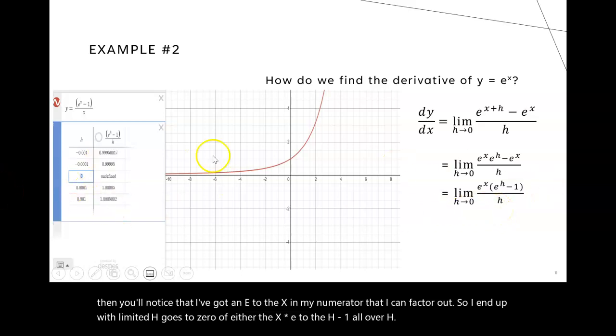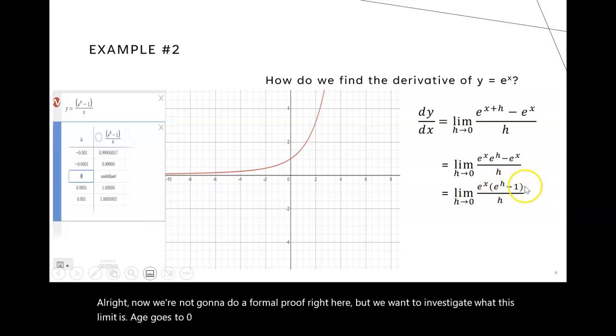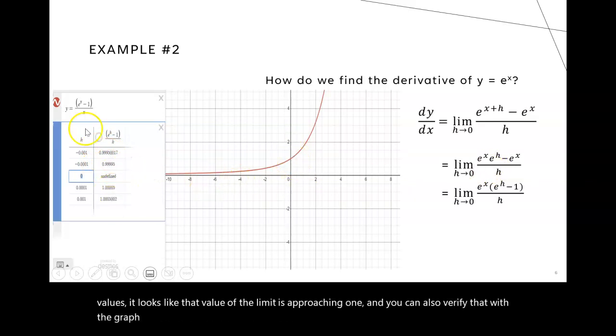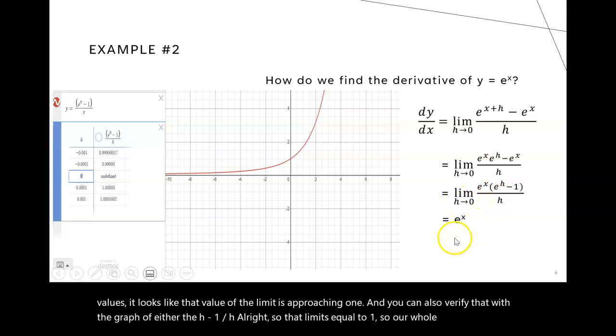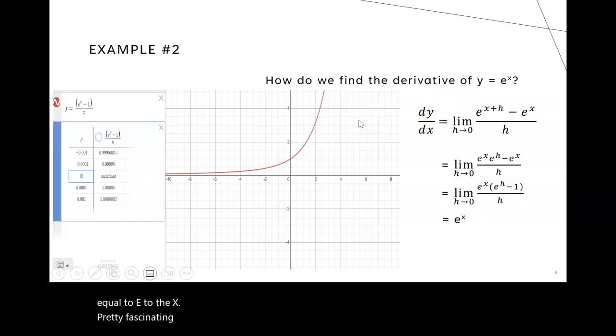All right. Now, we're not going to do a formal proof right here, but we want to investigate what this limit as h goes to 0 of e to the h minus 1 over h is. You can see here with this nice little table of values, it looks like that value of the limit is approaching 1, and you can also verify that with the graph of e to the h minus 1 over h. All right, so that limit's equal to 1, so our whole derivative is equal to e to the x. Pretty fascinating. I mean, we got some interesting derivatives that are going to play huge roles later on.